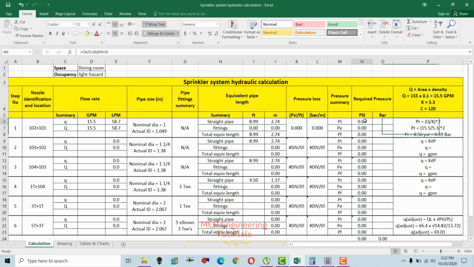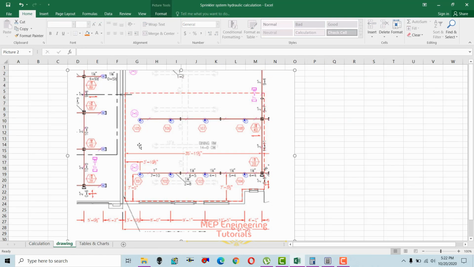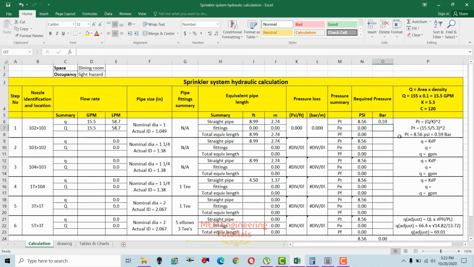So we have to write in here, it's 0.59 bar. I already applied the conversion factor, so we get this value in psi. You can see that 8.56. Since there is no change in elevation at this point, PE is basically the pressure loss due to change in elevation. There is no change in elevation at this point, so we can write this one 0 bar, that means 0 psi. And PF is basically the pressure loss due to the pipe friction.